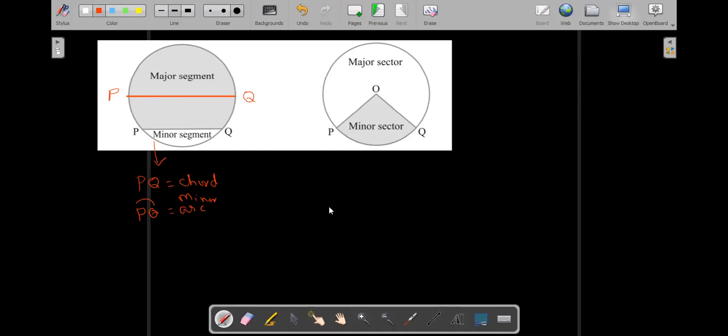So in this case, we say the above one and the below one are called semicircular regions, if PQ is a diameter.